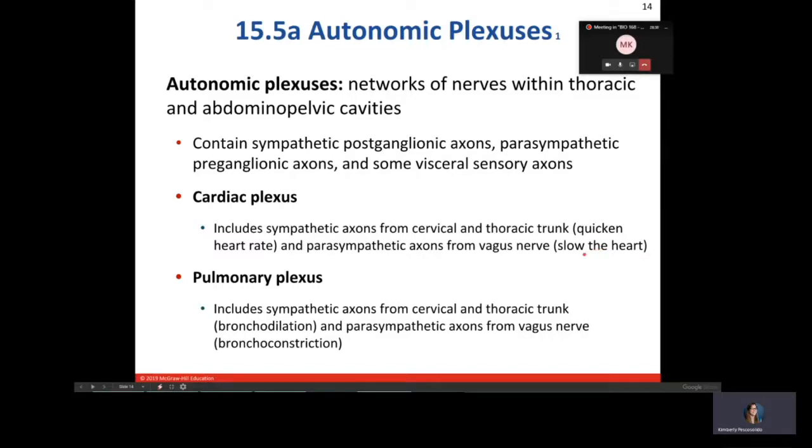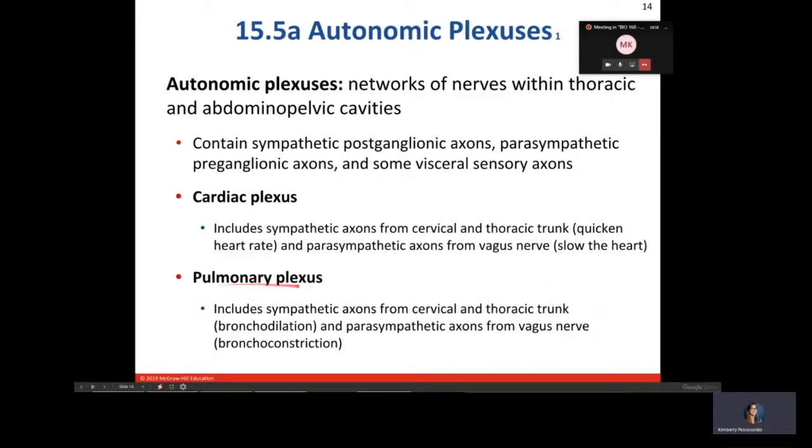So sympathetic is going to increase the heart rate, parasympathetic decreases the heart rate, and this way, well, maybe not easily, but our body can monitor the heart rate and increase it or decrease it as it needs, right? So we can make your heart rate faster or slower as needed.